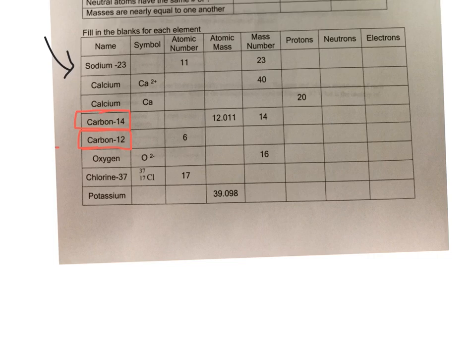Okay, so let's do carbon 12. What's my symbol for carbon? C. C, very good. My atomic number, they're giving it to me, and so that's 6. What's my atomic mass, like specifically? All the numbers? 12.01, right? 12.011. Okay, now what's my mass number? Go ahead and round that off. 12, very good. So I have 12 here.